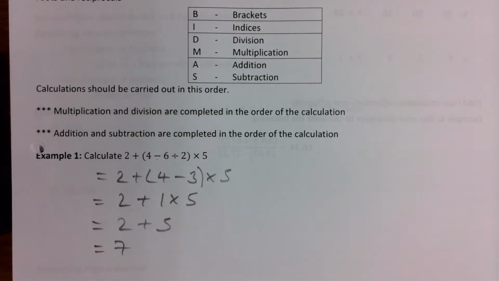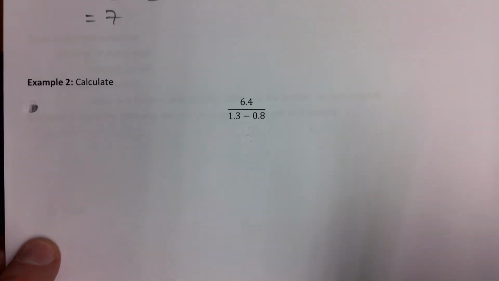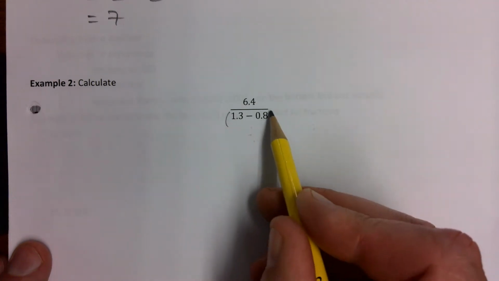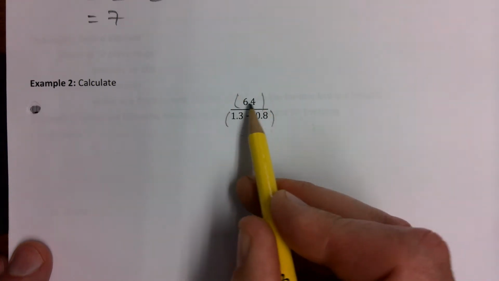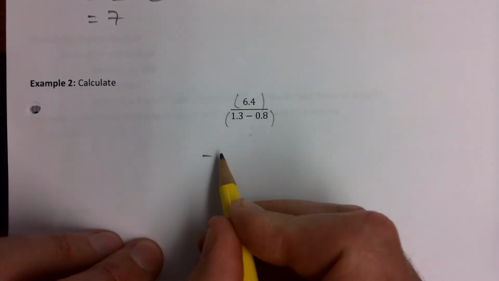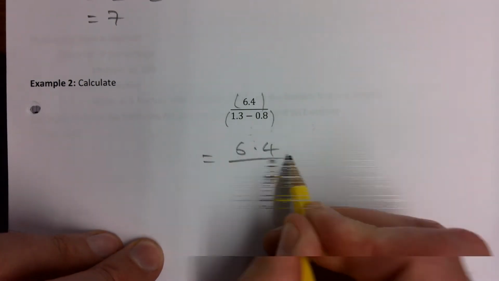Next one's an interesting one. Now you're at GCSE, you should be aware of this, but it's nearly like if you have a big fraction like this, that they're set in brackets. You do everything in the top, you do everything in the bottom, and the last thing you do then is divide. So this then is going to be 6.4, nothing to do with that.